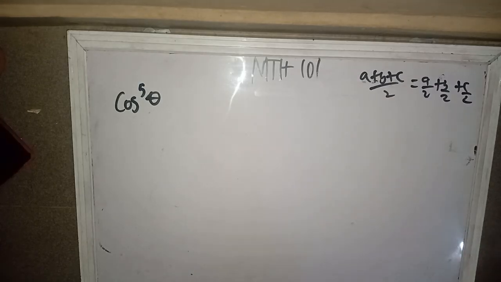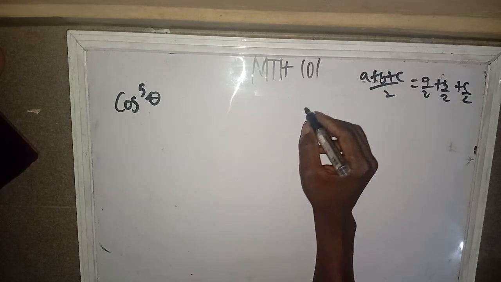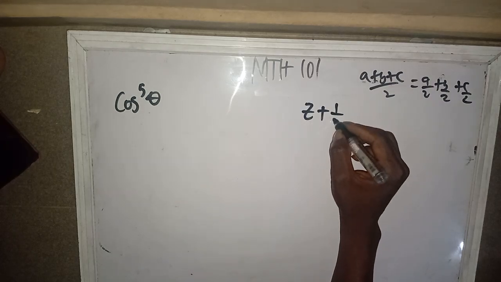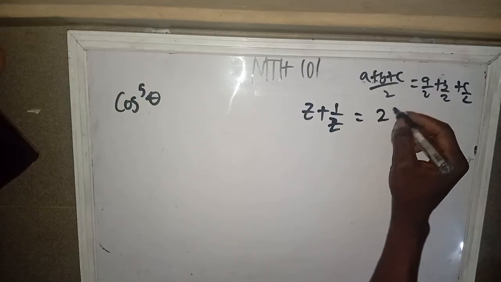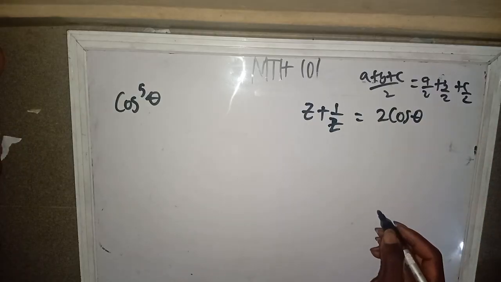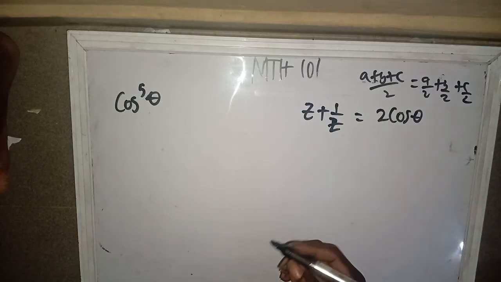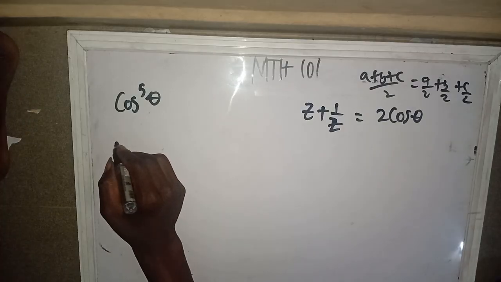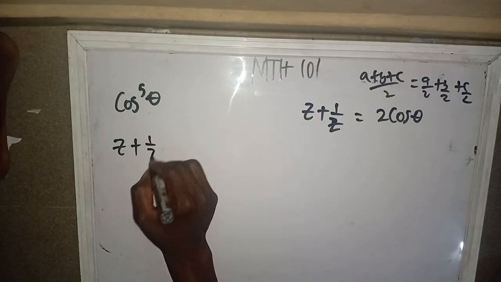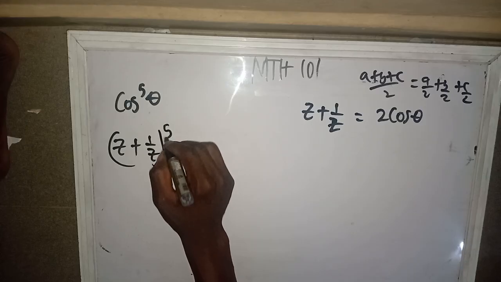In that place where we did z minus 1 over z, we would have done z plus 1 over z. You can go back in the video. So in that place we do z plus 1 over z, to give us what? 2 cos theta. Do we remember? To give us 2 cos theta. So we now expand z plus 1 over z all to the power 5.